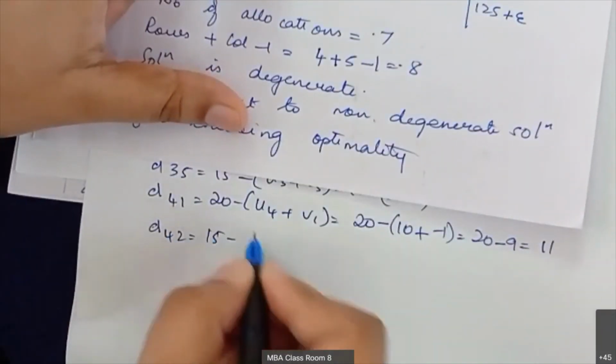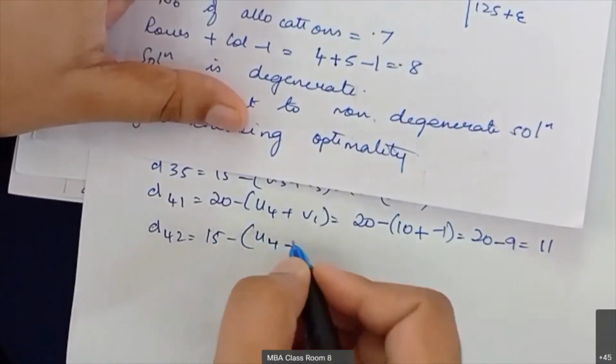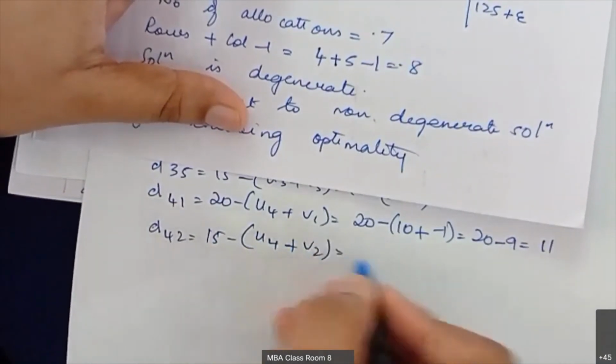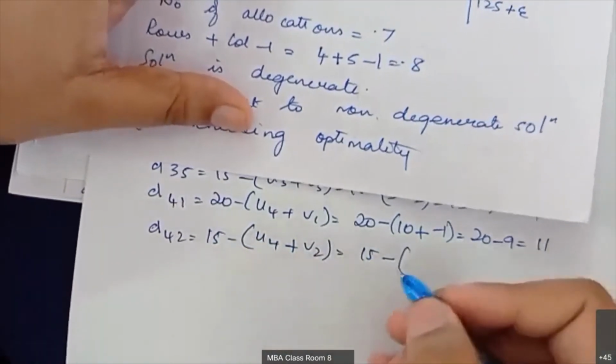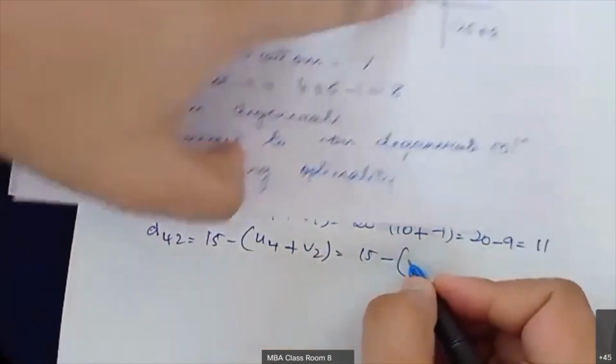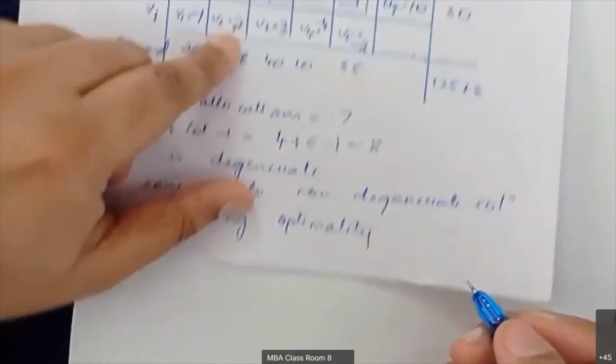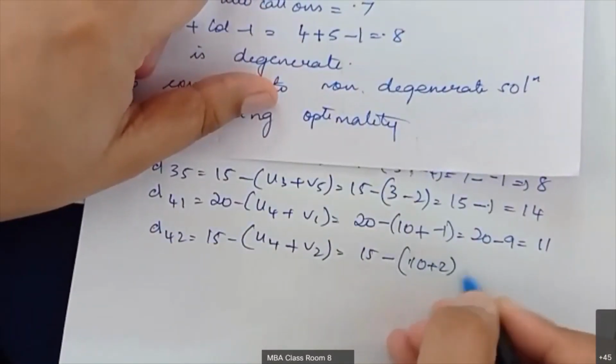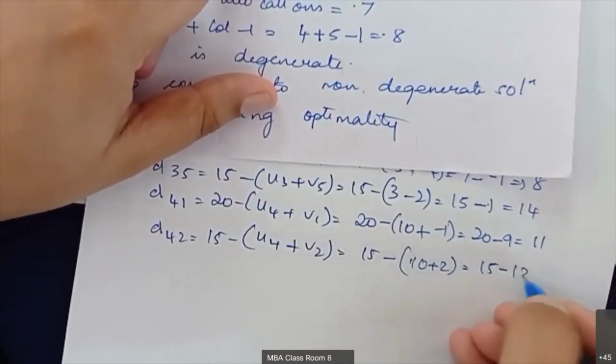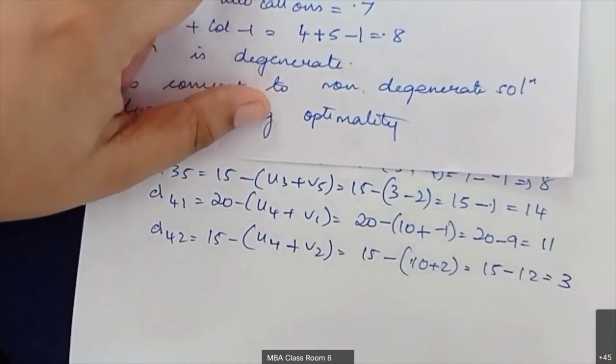Okay. Next one, second cell here, D42, cost is 15. 15 minus U4 plus V2. U4 is 10, and V2 is 2. 10 plus 2, so 15 minus 12, which is equal to 3.